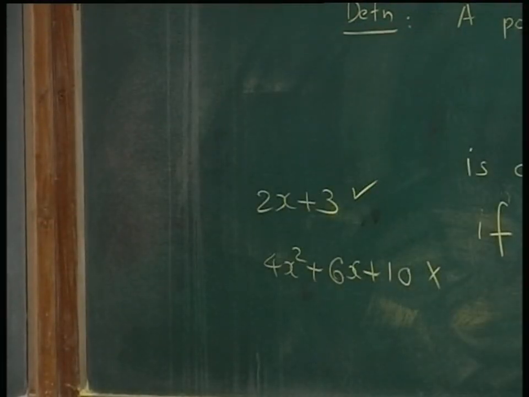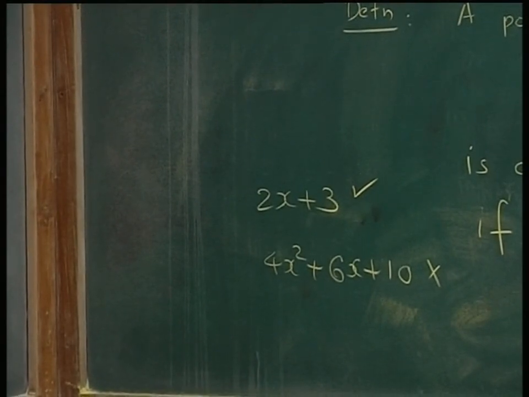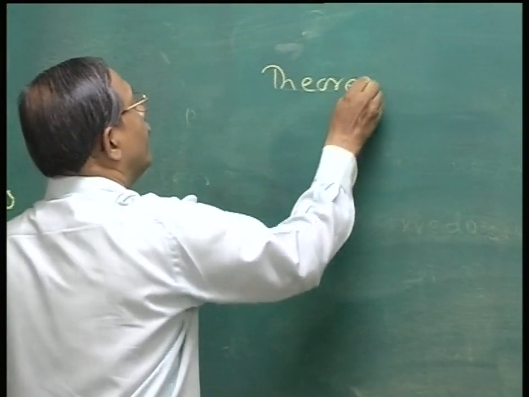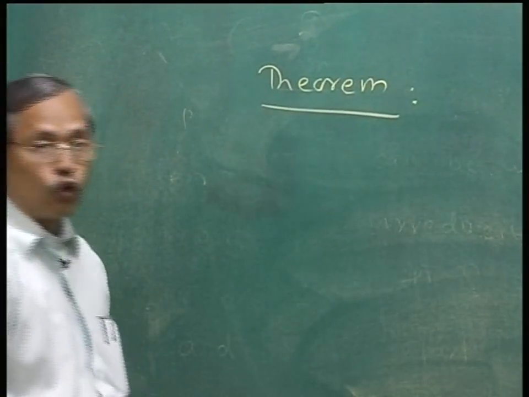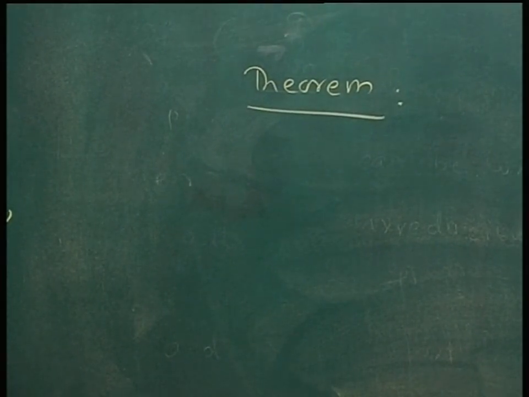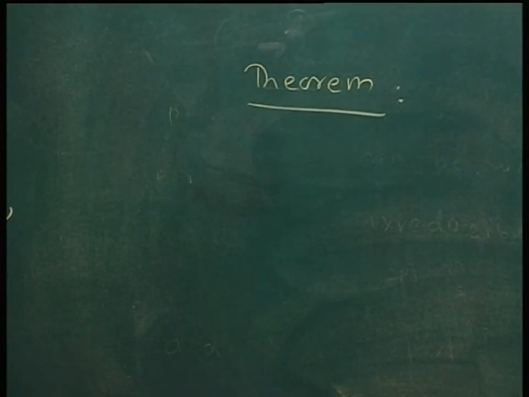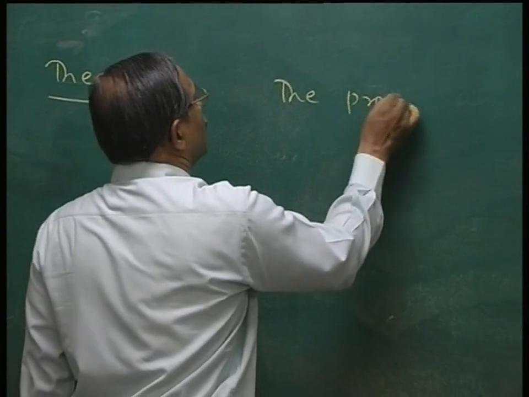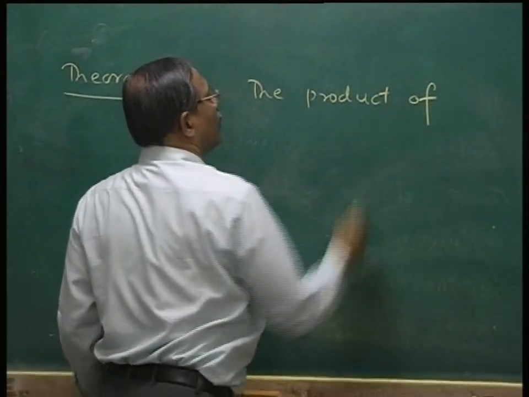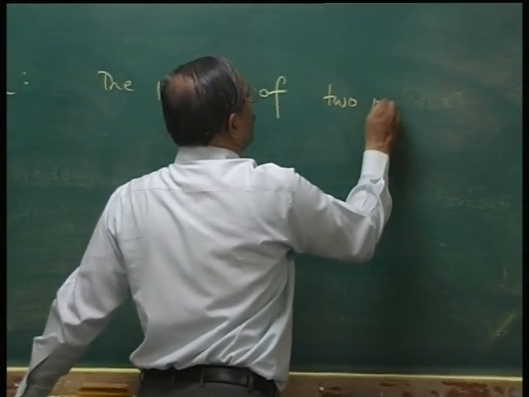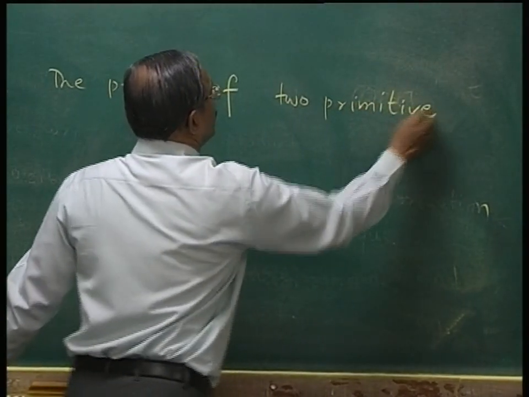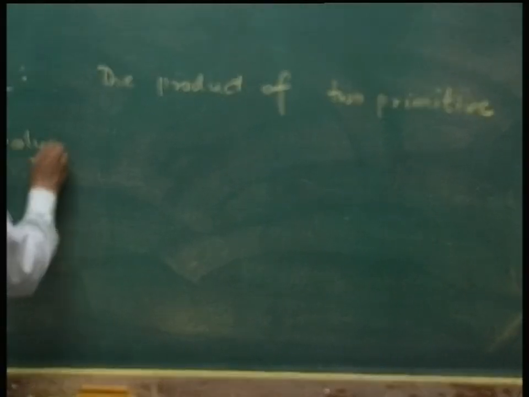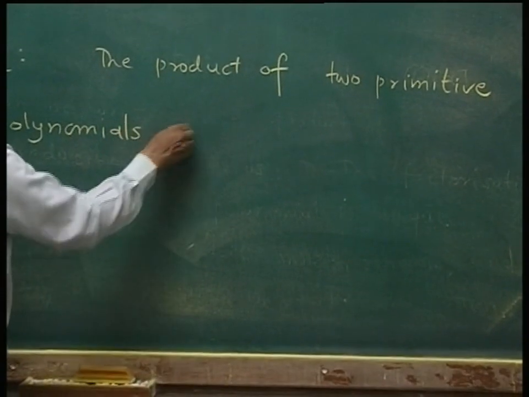And there is a result about primitive polynomials. Take two polynomials f(x) and g(x) which are primitive and take their product. The product will also be a primitive polynomial. That's the result. So the product of two primitive polynomials is primitive.